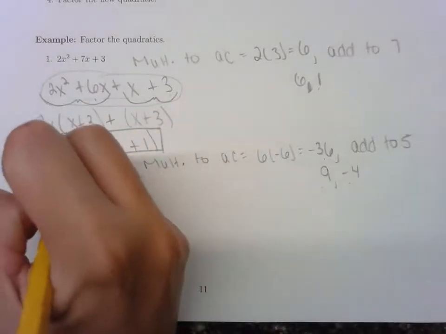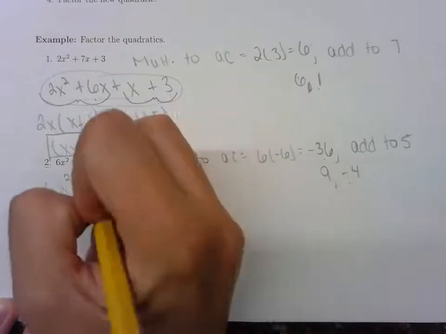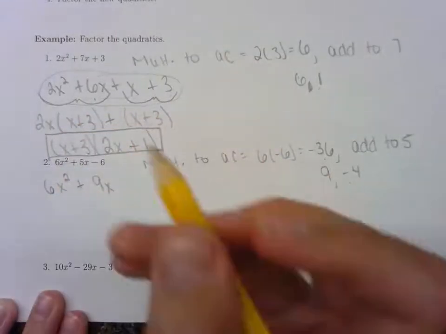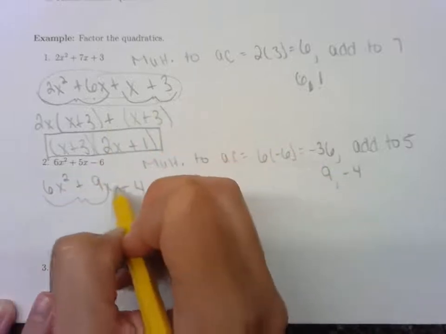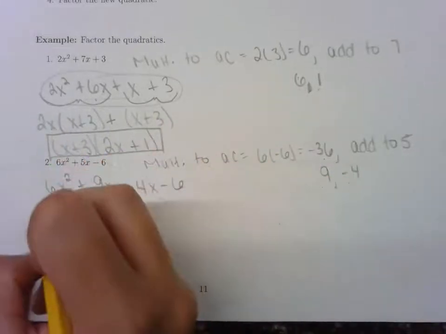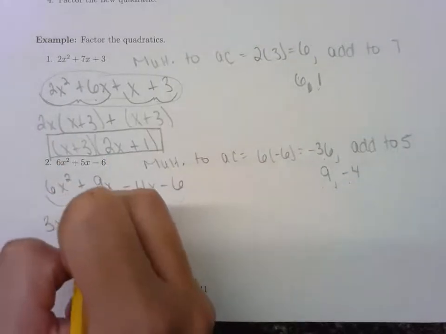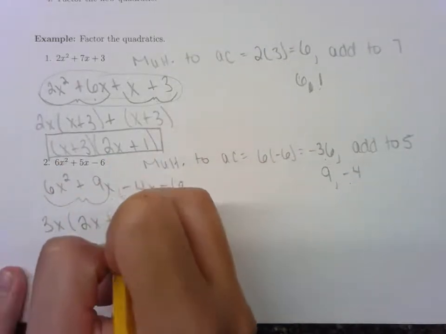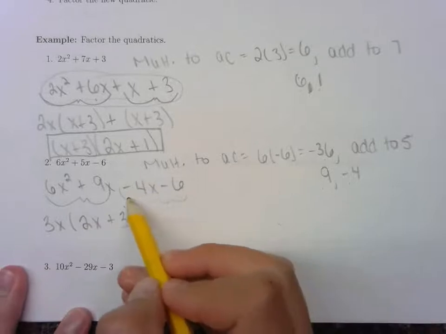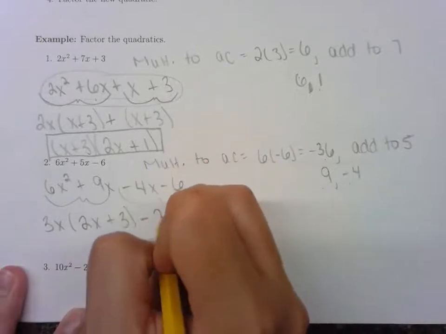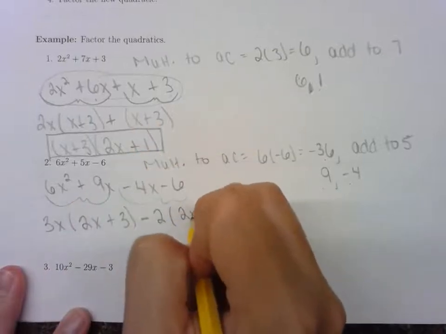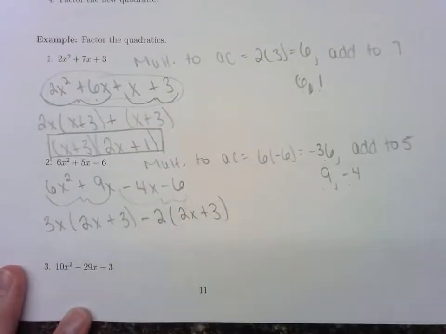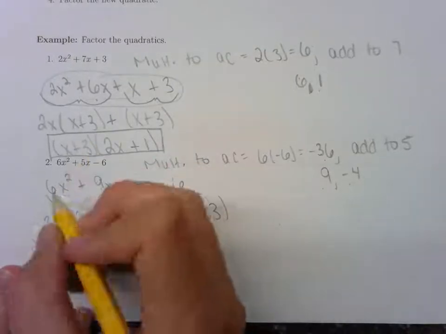So we rewrite. 6x squared plus, let's do 9x. Again, you can switch the order here. Minus 4x minus 6. Factor two at a time. You could take 3x out of the first two. That would give us 2x plus 3. Now you can take a negative 2 out of the second two. That would give us 2x plus 3. And it should always end up like this if it factors. So we can take a 2x plus 3 out of both.